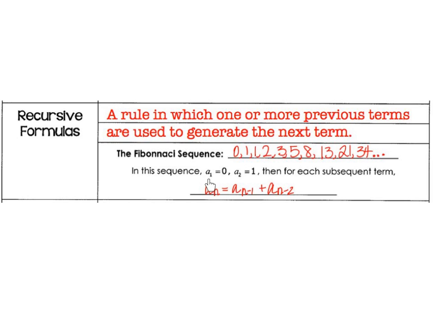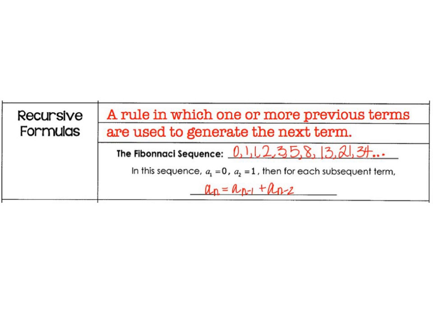In this sequence, we say that A sub 1, or our first term, is 0, and A sub 2 is 1. All right, so our second term is 1. And if you can see the pattern here, you take the first term plus the second term, and that gives you the next term. So 0 plus 1 gives you 1. Then 1 plus 1 gives you 2. 2 plus 3 gives you 5. 5 plus 8 gives you 13. Then 8 plus 13 gives you 21. 13 plus 21 gives you 34.